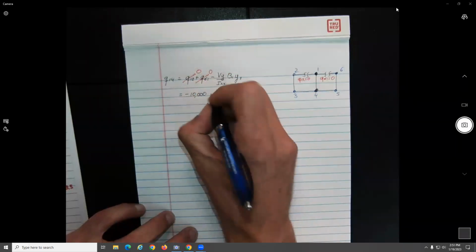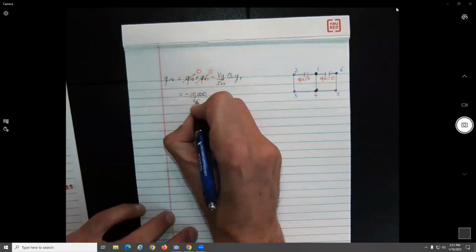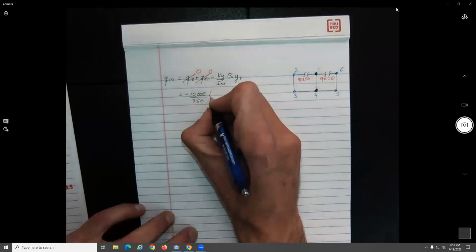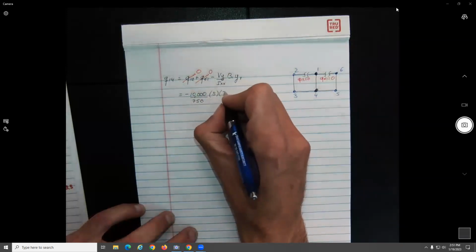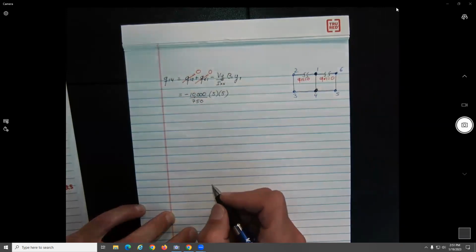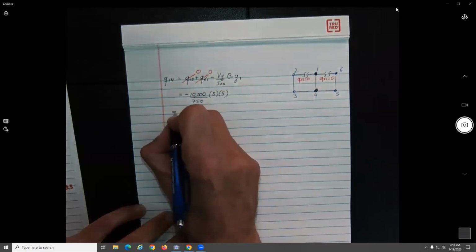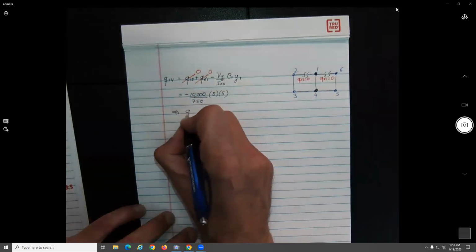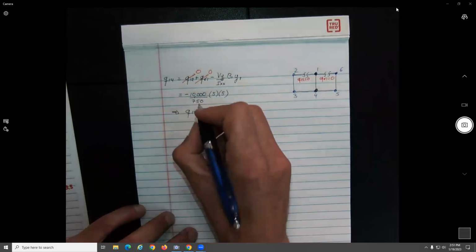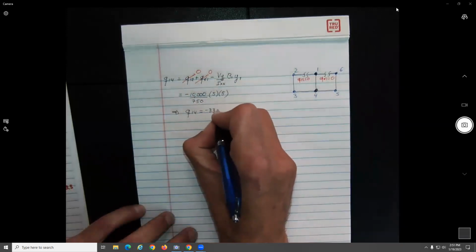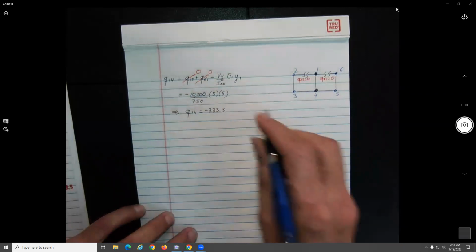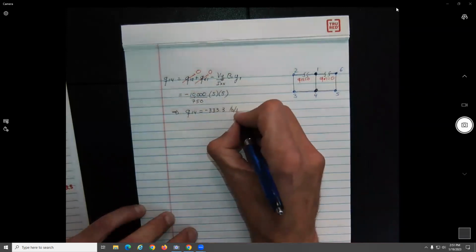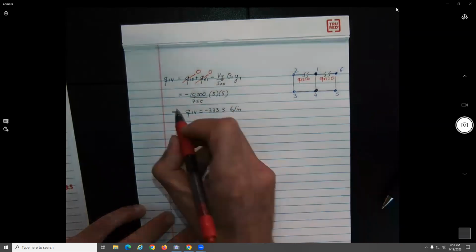Minus 10,000 divided by 750. B1 is 5 and Y1 is 5 as well. So this gives you that Q14 is equal to negative 333.3 pounds per inch.